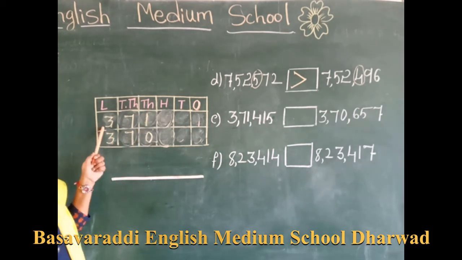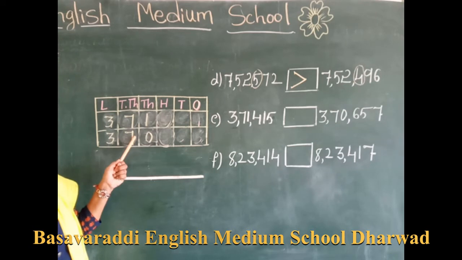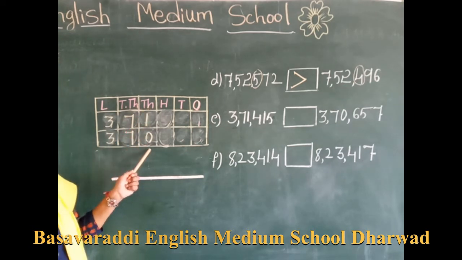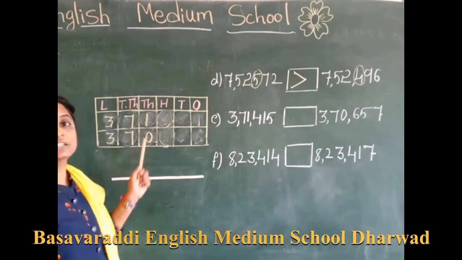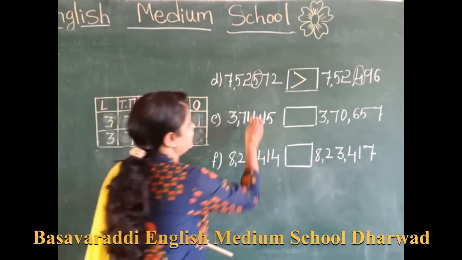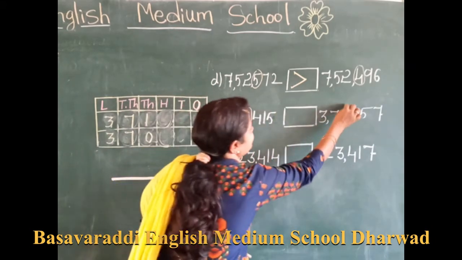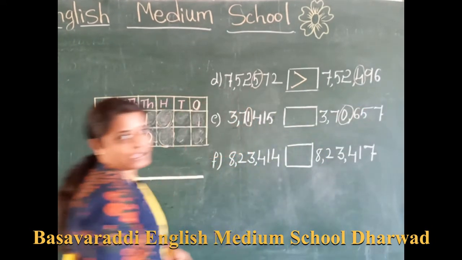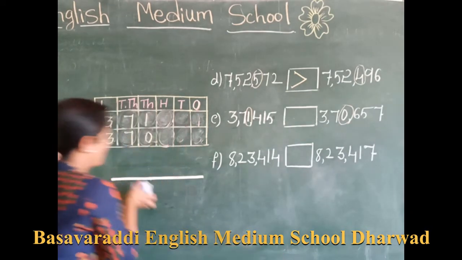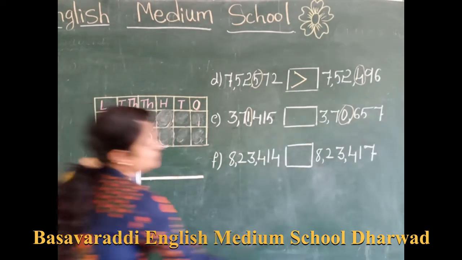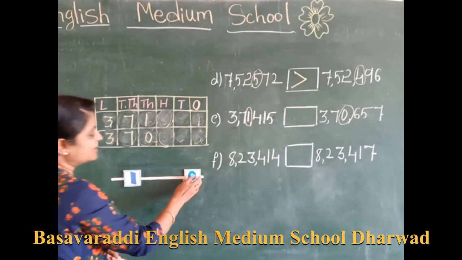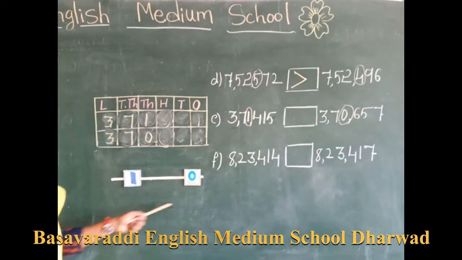See here, the lakhs position is the same. The 10 lakh position is the same. Here itself, in the thousands position, we got the difference: 1 and 0. Then we are comparing this 1 and this 0 here. With 1 we are comparing a 0. Then is 1 bigger or is 0 bigger?